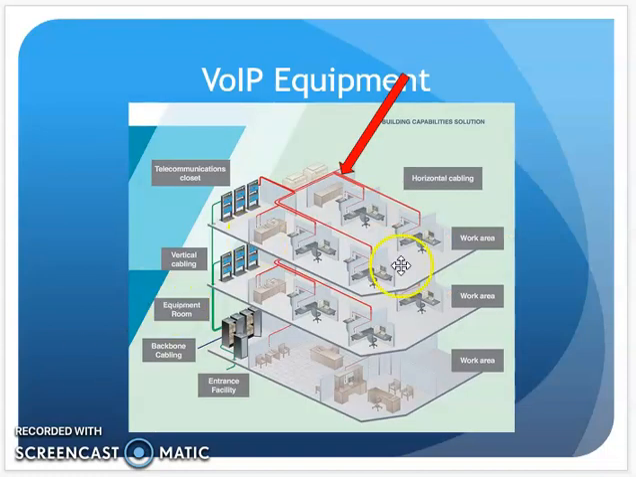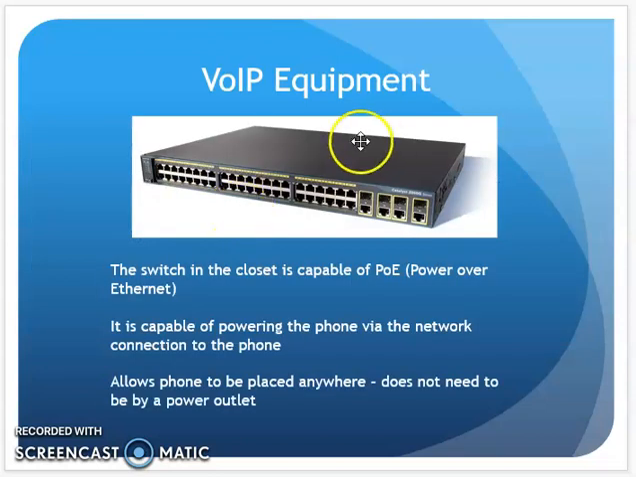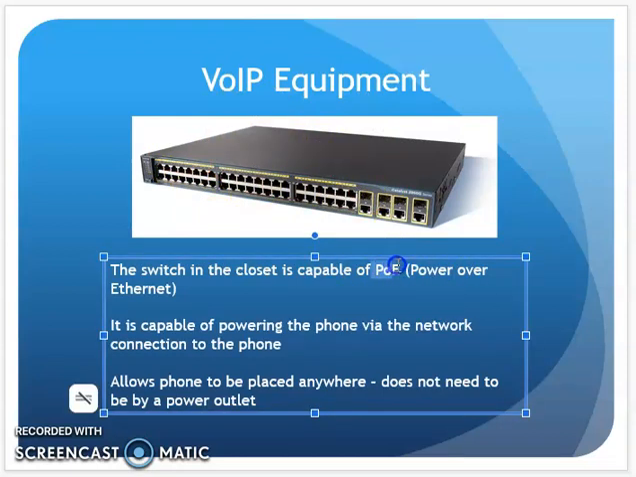And again, showing you where the connection's going here, back into the closet. My phone is connecting back into the switch in the closet. Well, the switch in the closet needs to be able to handle the phone. The switch needs to be able to power the phone through what's called Power over Ethernet. It literally sends power for the phone through the unused data wires in the cabling. So it's actually able to power the phone from the switch. That allows the phone to be placed where it's needed.